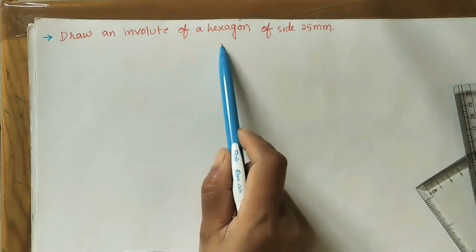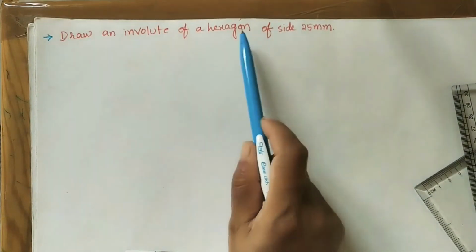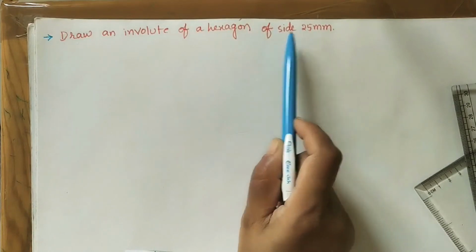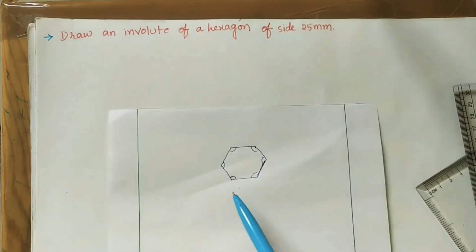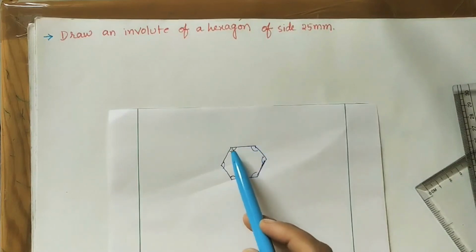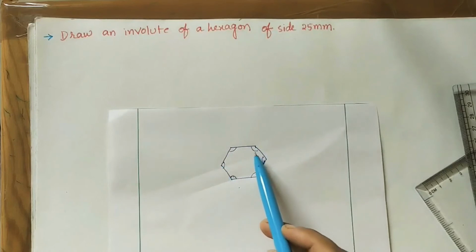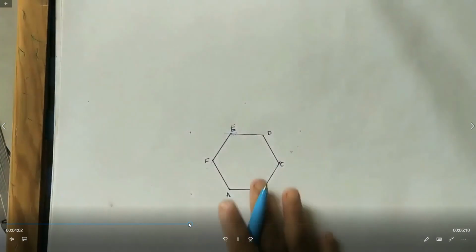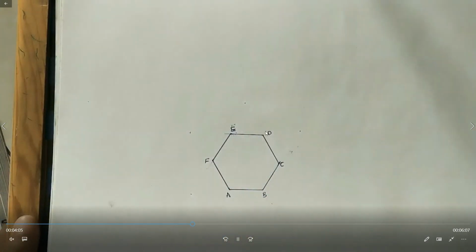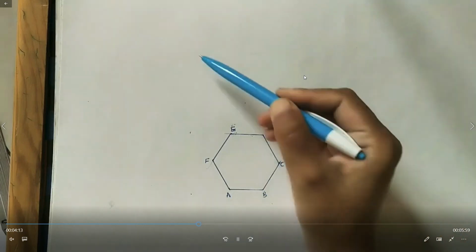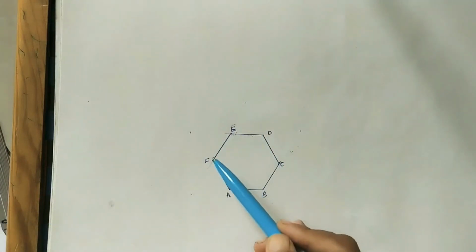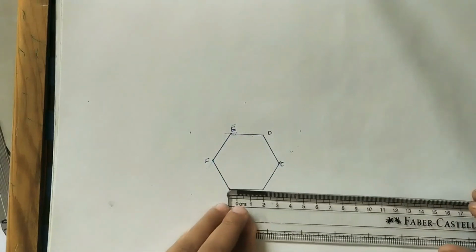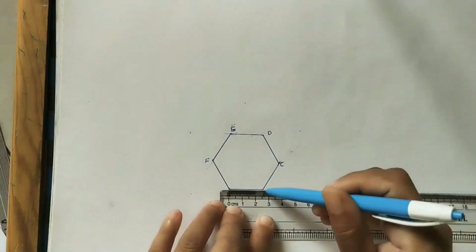Now draw an involute of a hexagon of side 25 mm. Similar way, triangle, square, pentagon, in the similar way, hexagon also. We draw the hexagon directly, by any polygon method here. So this is a hexagon, A, B, C, D, E, F. They are given 25 mm. Hexagon has 6 sides, so 25 into 6 equals 150. A to B is the 150 distance.